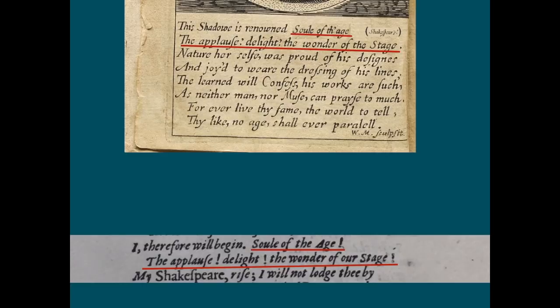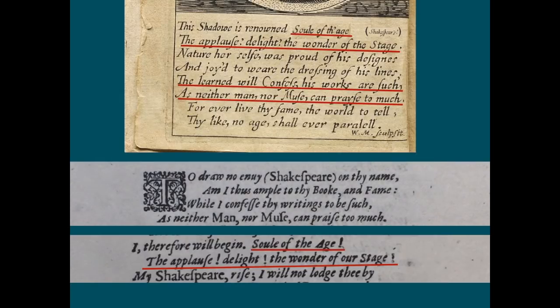Nature herself was proud of his designs and joyed to wear the dressing of his lines. The learned will confess his works are such as neither man nor muse can praise too much. Well, who are these learned who will confess that his works are such? Well, there's only one person who's being referred to here, and it is, of course, Ben Jonson. At the very beginning of the same poem in the first folio, he writes, while I confess thy writings to be such as neither man nor muse can praise too much. So the poem above from 1640 is clearly and unambiguously alluding to Ben Jonson as the learned who confess such a thing.